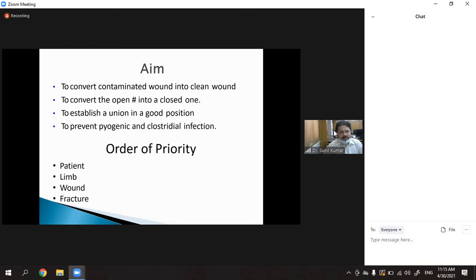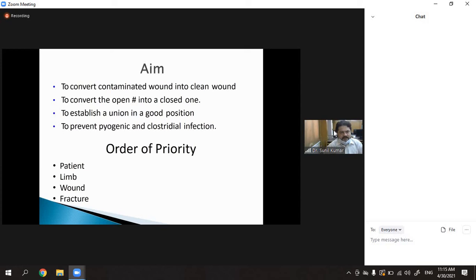Then convert the open fracture into a closed one. After soft tissue coverage, if it is needed, in the Gustilo 3B or 3A, in which the bone is coverable, we have to convert it from open to closed. To establish union in a good position, we have to align, reduce the fracture, and try to establish the union in a good position.